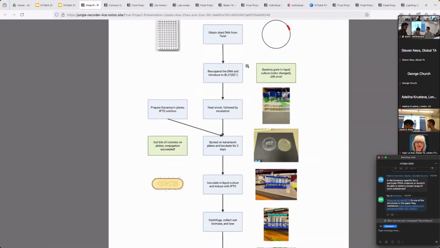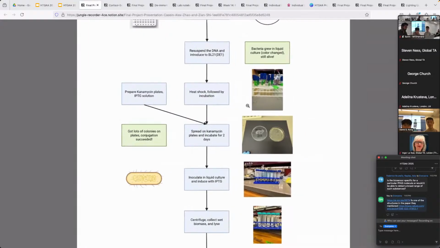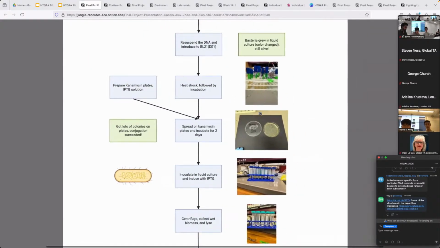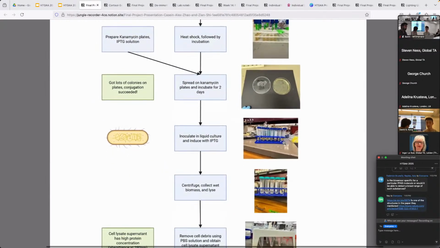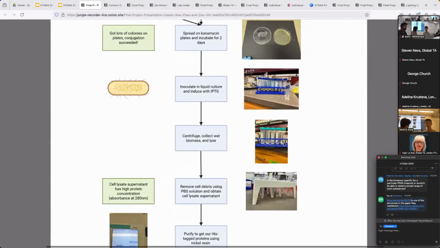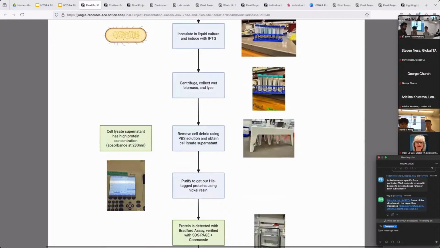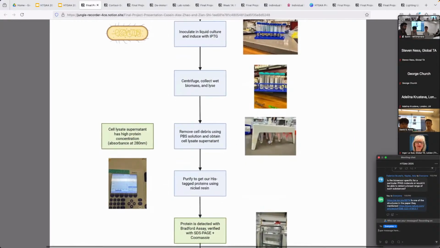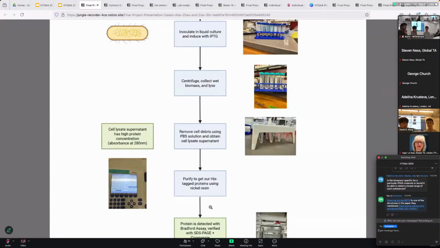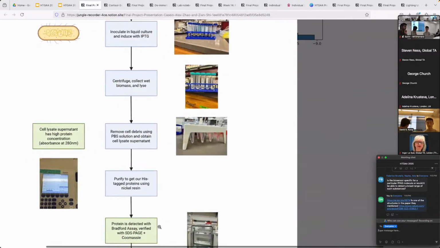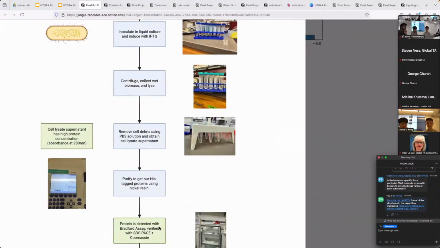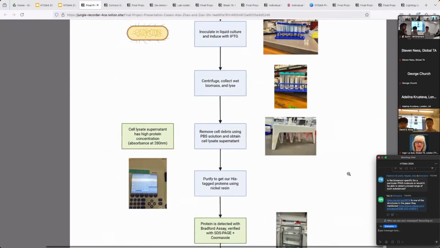Yep. So we just got our dry DNA resuspended and introduced. We prepared kanamycin plates and did our transformation. Here's a picture of our plate, with colonies here, which is nice. We inoculated liquid culture, induced, and then centrifuged to collect the wet biomass and lysed. We did cell debris purification, and then purified our His-tag proteins because we used pET-28, so our proteins had His tags on them. We could use nickel resin, and then finally, we got our purified protein. We detected it with a Bradford assay and SDS-PAGE with Coomassie, basically just confirming that the protein we were purifying is actually there.